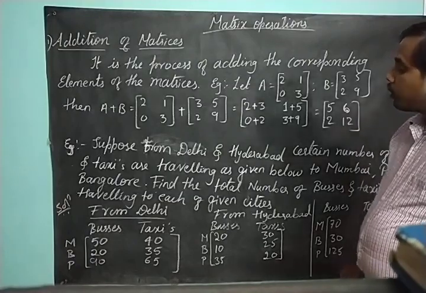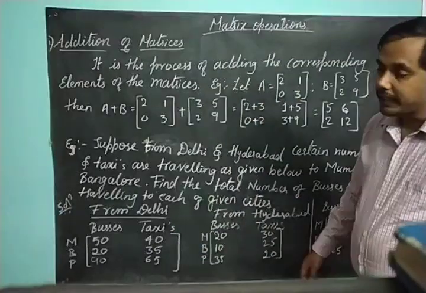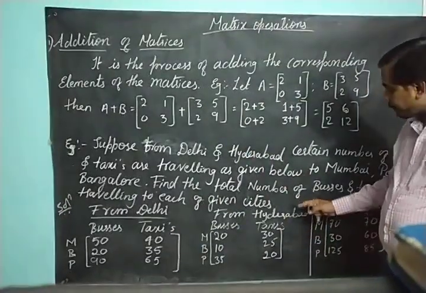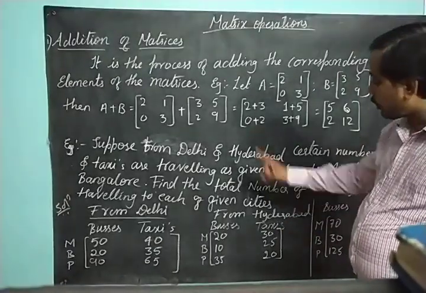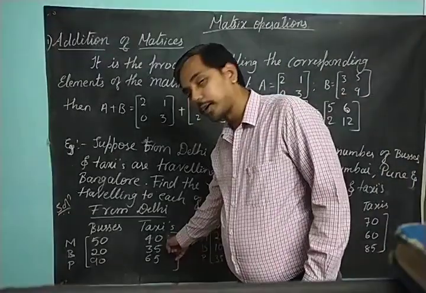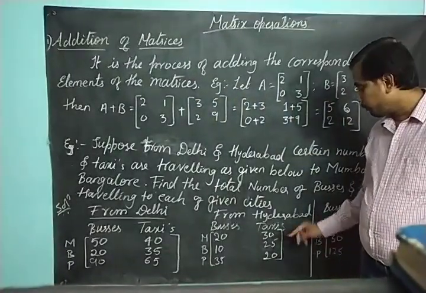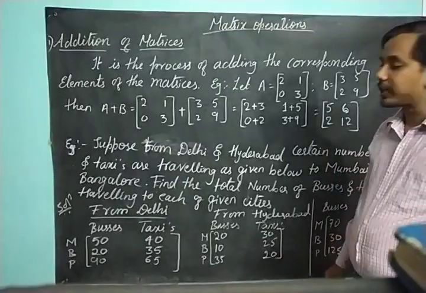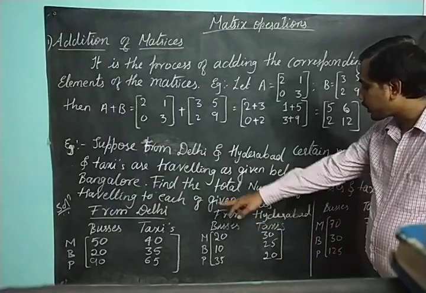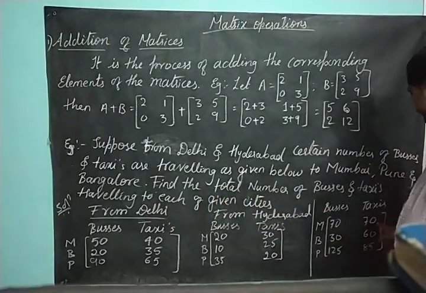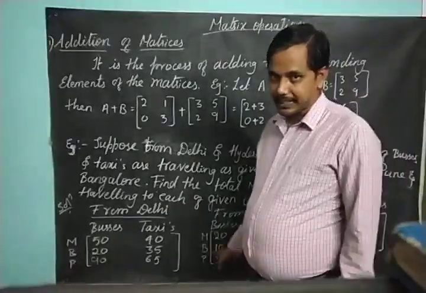Now, how many taxis are coming to Mumbai? 40 from Delhi, and from Hyderabad 30 taxis are coming. So what will be the total number of taxis coming to Mumbai? From Delhi it is 40, from Hyderabad it is 30. So the total will be 40 plus 30, that is once again 70. I hope this is clear.